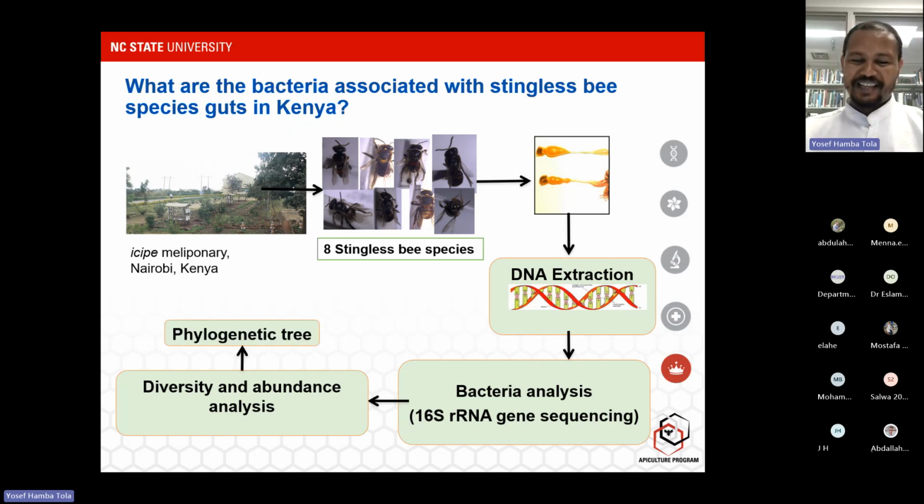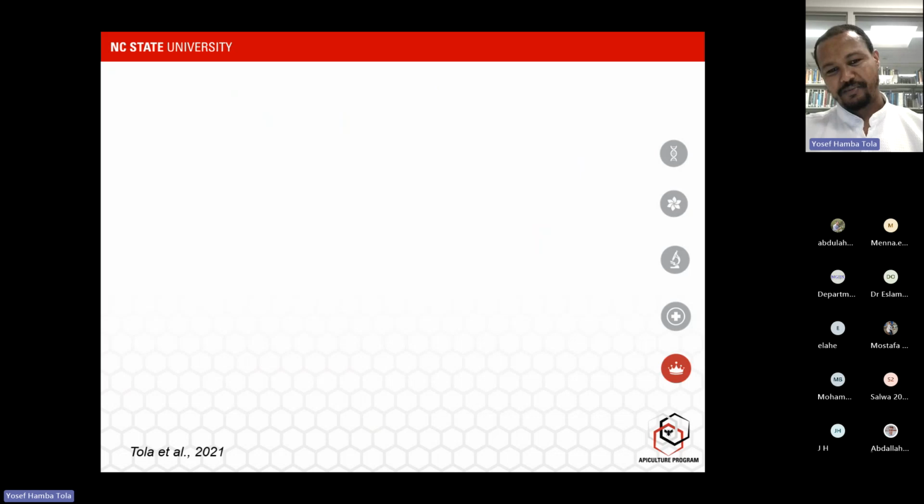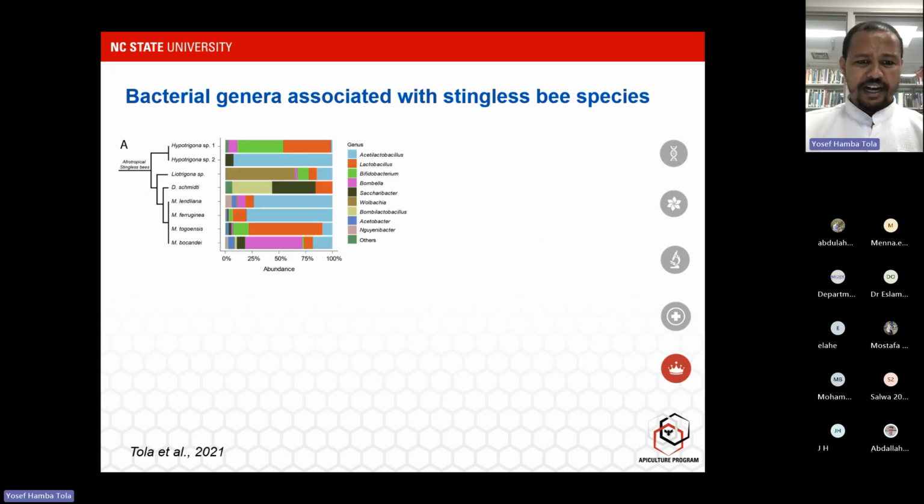In addition, since I found variation, I also did phylogenetics for these microbes from different species of the stingless bees. So this is the genera or bacterial species I found from different bee species. On the left side, you can see the phylogenetic tree of the Afrotropical stingless bee species. I connected their abundance to their phylogenetic tree to see how they are distributed differently across the species.